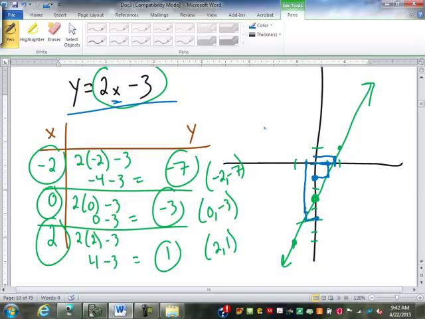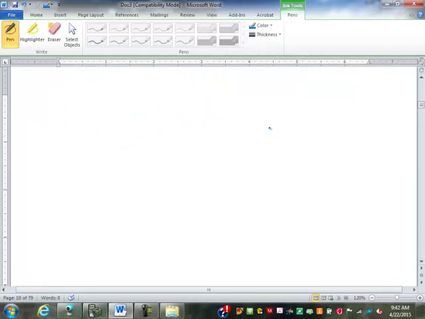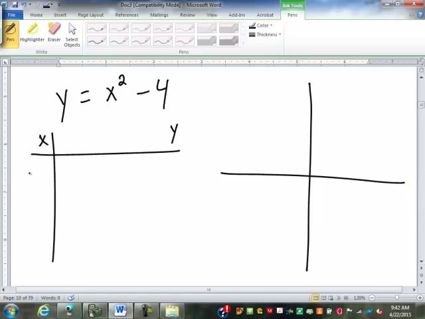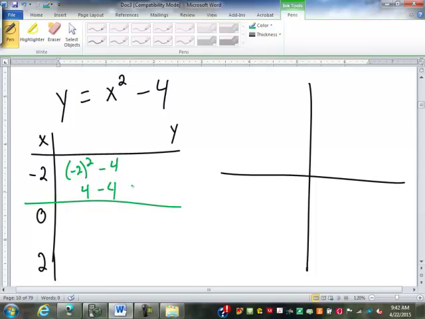Now, not all equations form a line on the graph. Some of them form different shapes. For example, we can have an equation like this. Let's pick some points and see what we get. So I'm going to pick some points again, -2, 0, and 2. If x is -2, well then y is going to be -2 squared minus 4. What's -2 squared? +4. Minus 4 is 0. So that gives us the point -2, 0. Right there is a point.